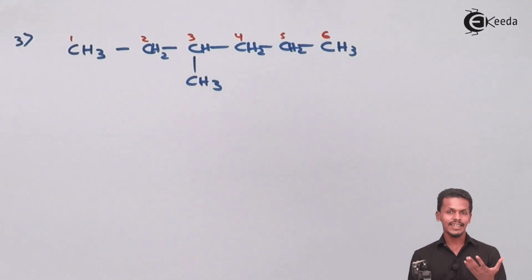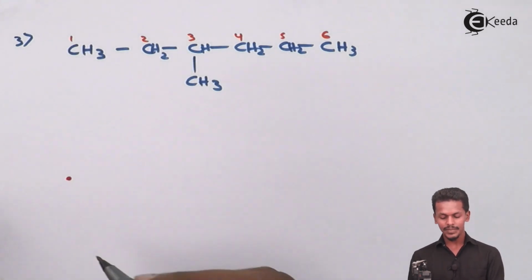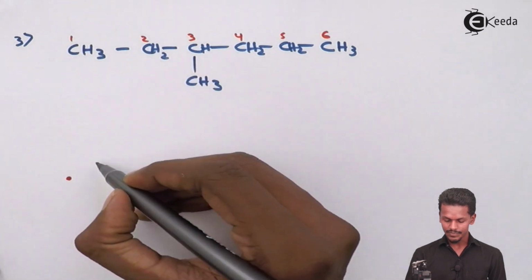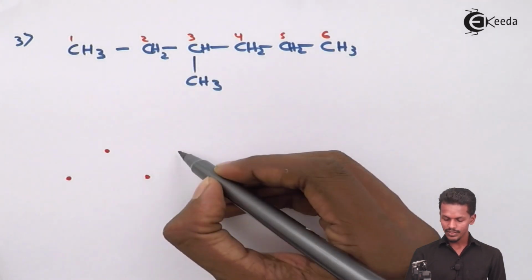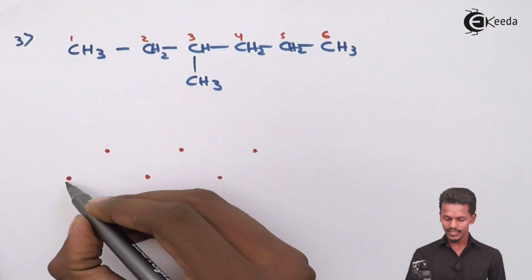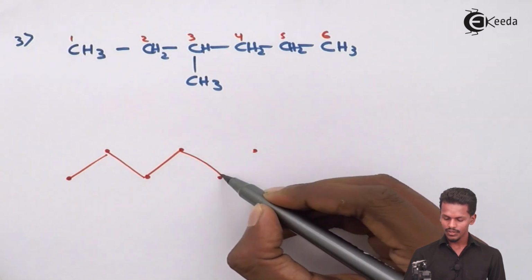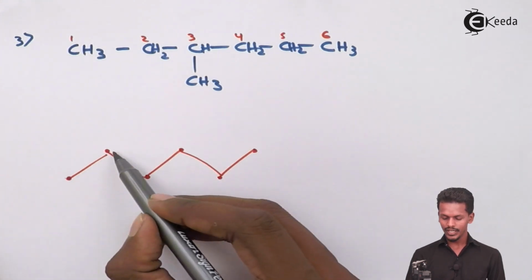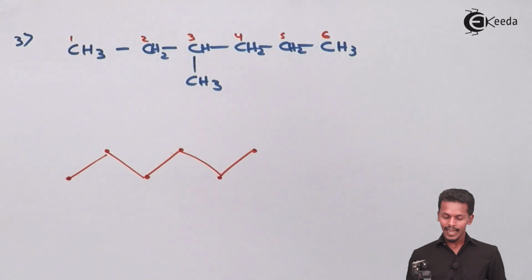So we could write that in a zigzag form. This is the first carbon atom, that is CH3, second, third, fourth, fifth, and this is sixth. So we could join this in this format: 1, 2, 3, 4, 5, 6. Six carbon atoms are present here in the representation of the bond line formula.